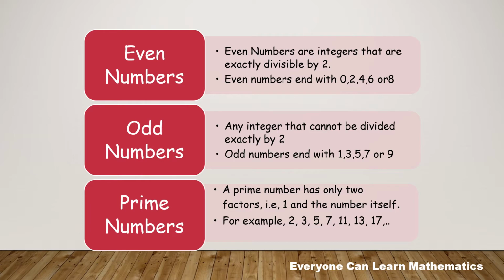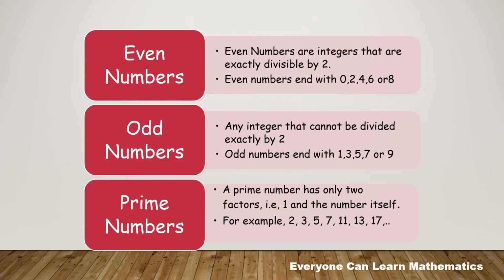The second term that we need to know is the odd numbers. Odd numbers are all the numbers that cannot be divisible by 2. That means the numbers cannot be divided into two equal groups. The easier way to know if a number is an odd number is to see its last digit. If it ends with 1, 3, 5, 7, 9, that means it is an odd number.